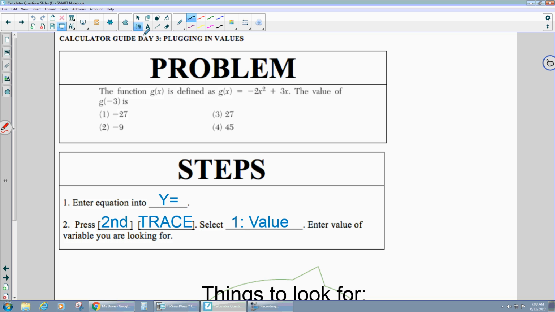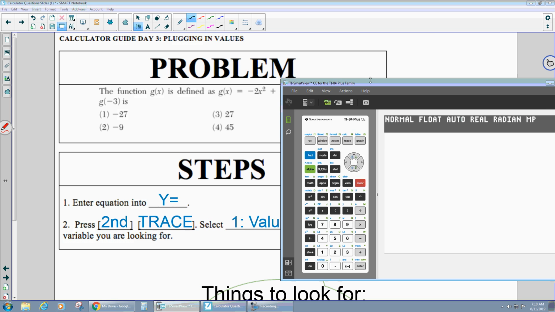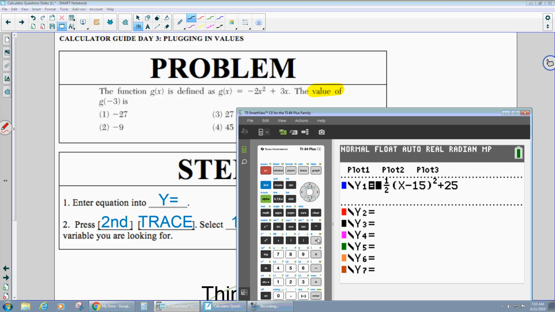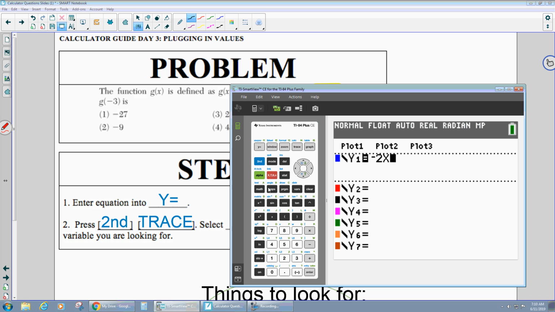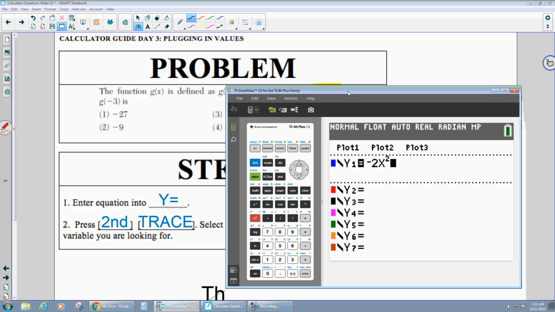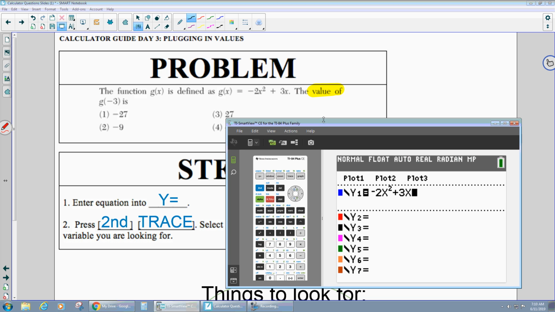The function g of x is defined as g of x equals negative 2x squared plus 3x. The value of g of negative 3 is... Right away you see "the value of," a keyword for us here. So we're going to be using y equals. Take out your calculator. We're going to go to y equals and enter our original function. So I have negative 2x squared plus 3x. Please follow along and put this into your calculator.